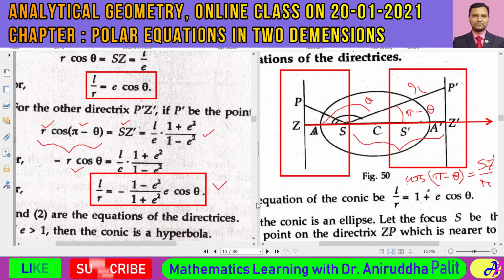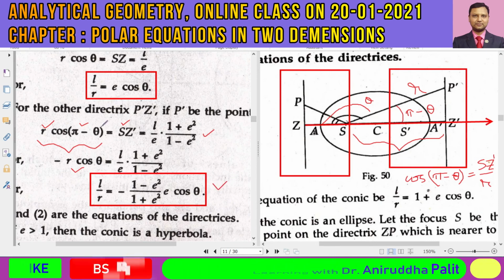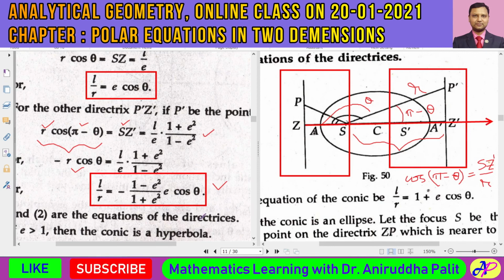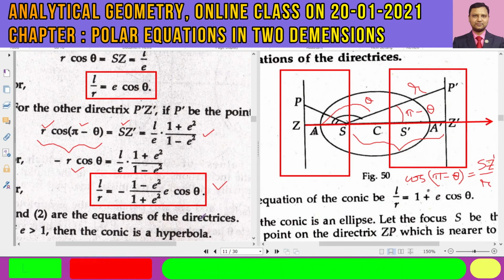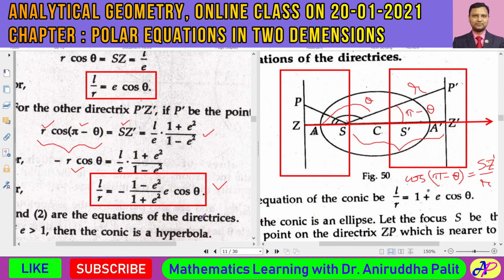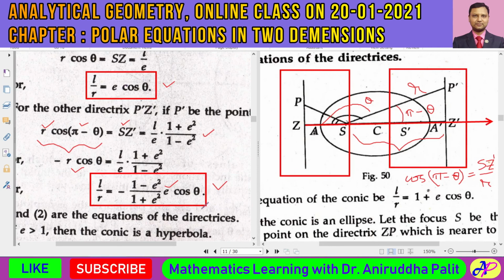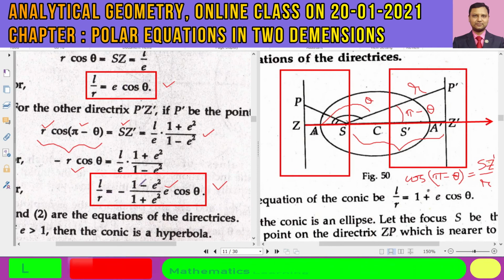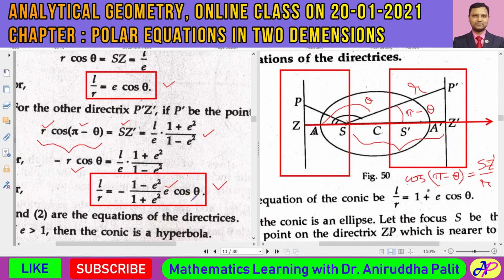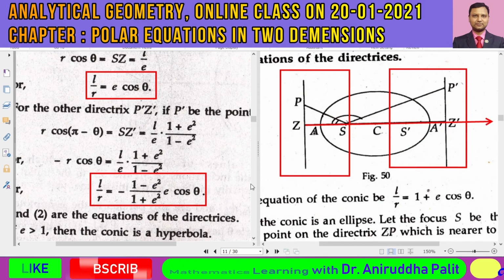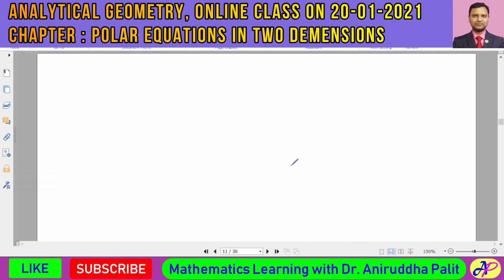So that is actually the equation of this second directrix: L by R is equal to minus 1 minus E square divided by 1 plus E square into E cos of theta. Got it? So these are the two equations of the directrices. One is L by R is equal to E into 1 minus E into cos of theta, and the second one is L by R is equal to minus of 1 minus E square divided by 1 plus E square into E cos of theta. So these are the equations of the directrices in case of an ellipse.